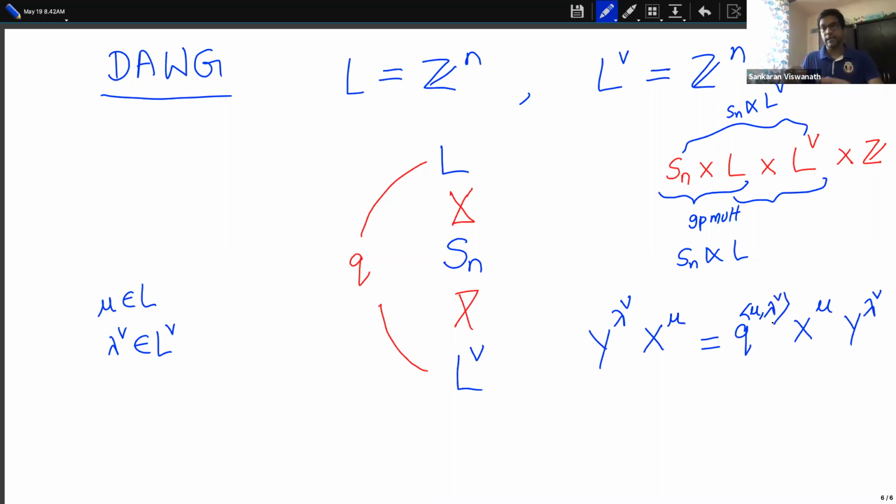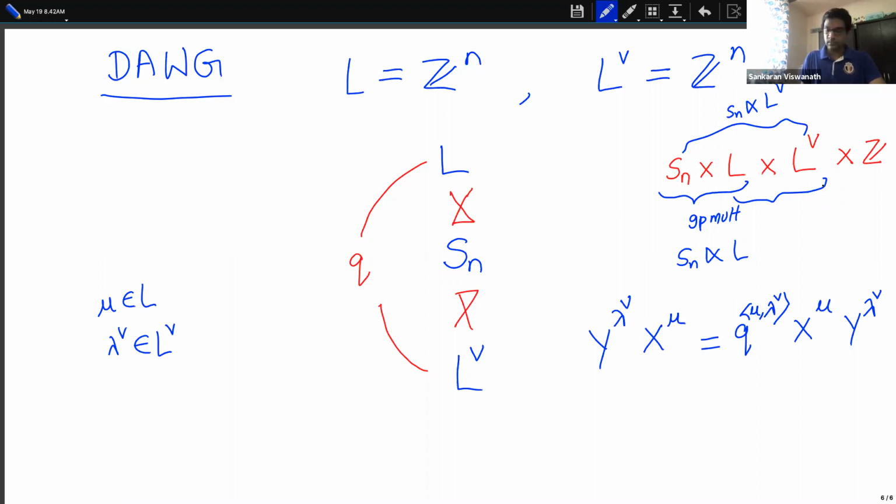So it's sort of a central extension. You have these two lattices, and the group action here is this central extension. So it's these two alone that form a Heisenberg group. This structure is what we call a double affine Weyl group of GLn.